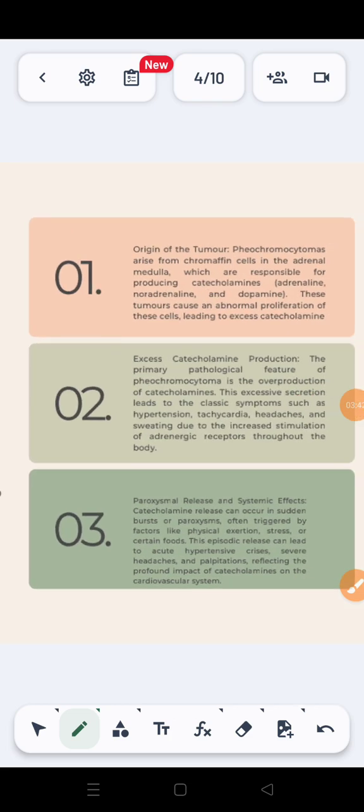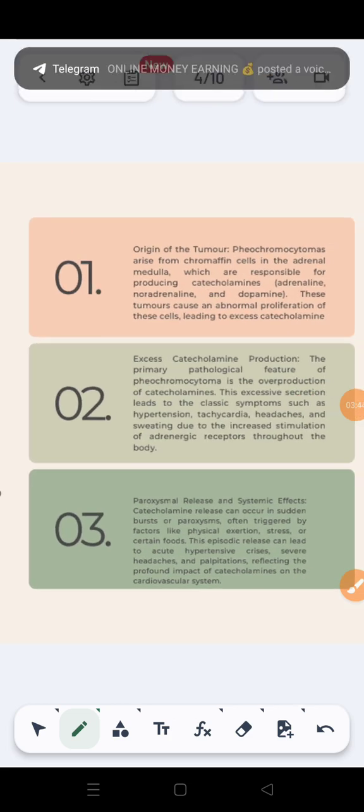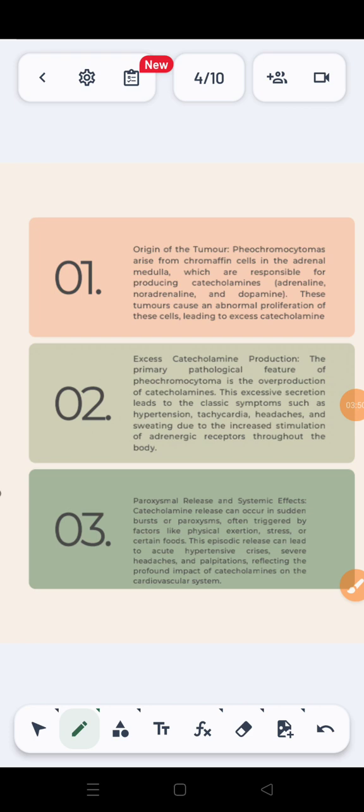Let's discuss 3 points regarding pathophysiology. First one, origin of the tumor. Pheochromocytoma arises from chromaffin cells, as we have already discussed, in the adrenal medulla, which are responsible for producing catecholamines: adrenaline, noradrenaline, and dopamine, as we already discussed. These tumors cause an abnormal proliferation of these cells, leading to excess catecholamine.